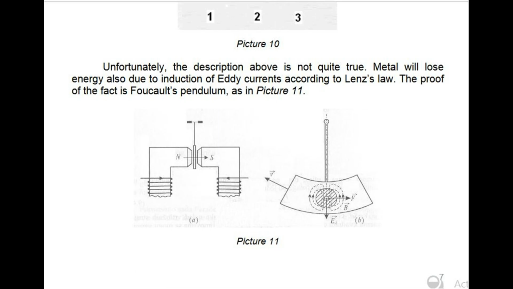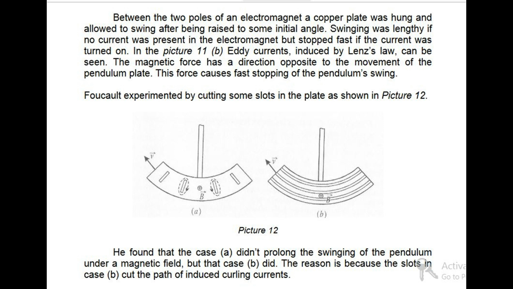The proof of the fact is Foucault's pendulum, as in picture 11. Between the two poles of an electromagnet a copper plate was hung and allowed to swing after being raised to some initial angle. Swinging was lengthy if no current was present in the electromagnet but stopped fast if the current was turned on. In picture 11, B, eddy currents, induced by Lenz's law, can be seen. The magnetic force has a direction opposite to the movement of the pendulum plate. This force causes fast stopping of the pendulum's swing.